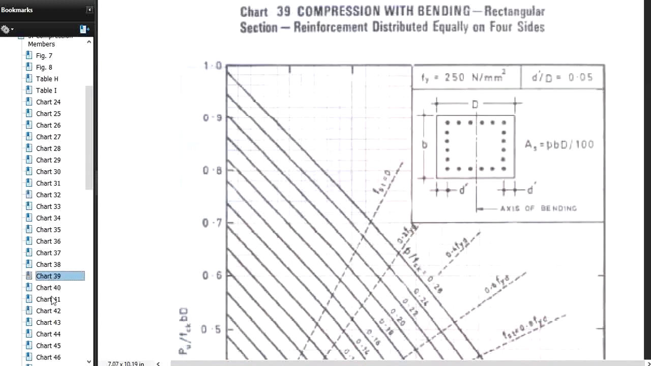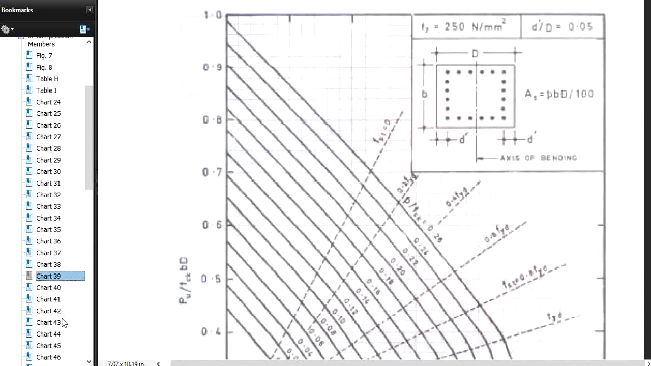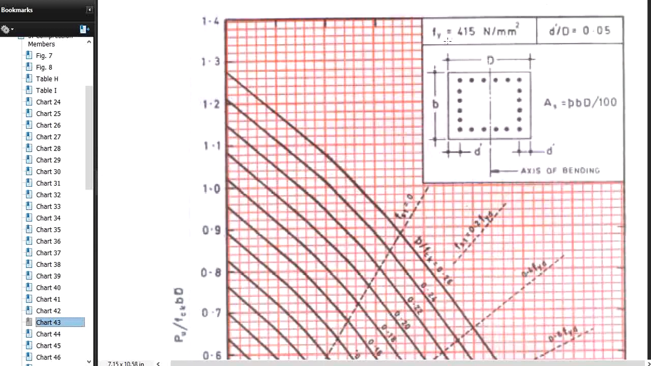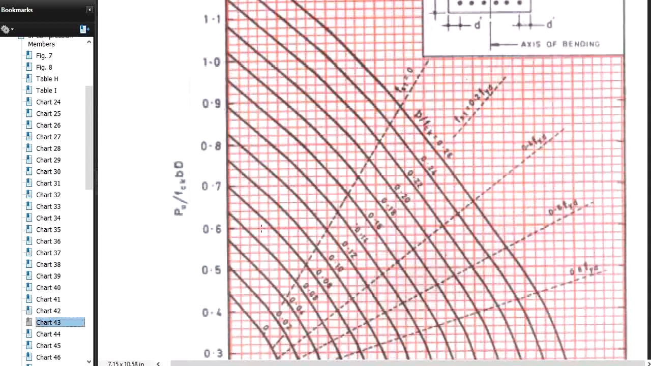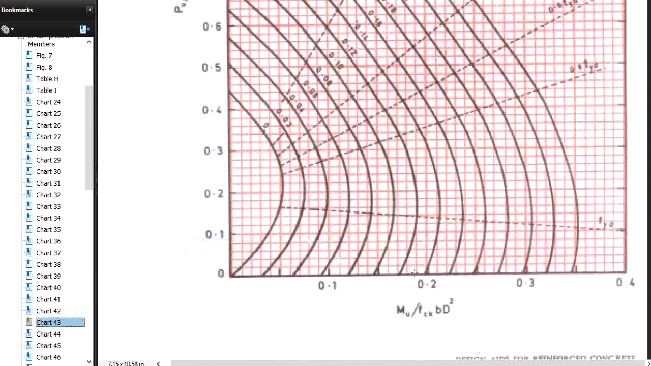Similarly, you can see over here when the reinforcements are distributed on four sides. So it is for 250 grade. I will open another chart. It is for 415 grade, d dash by D is 0.05. So you can see over here reinforcements are distributed on all the sides. So the same chart is there, and in the same way we can use this particular chart.